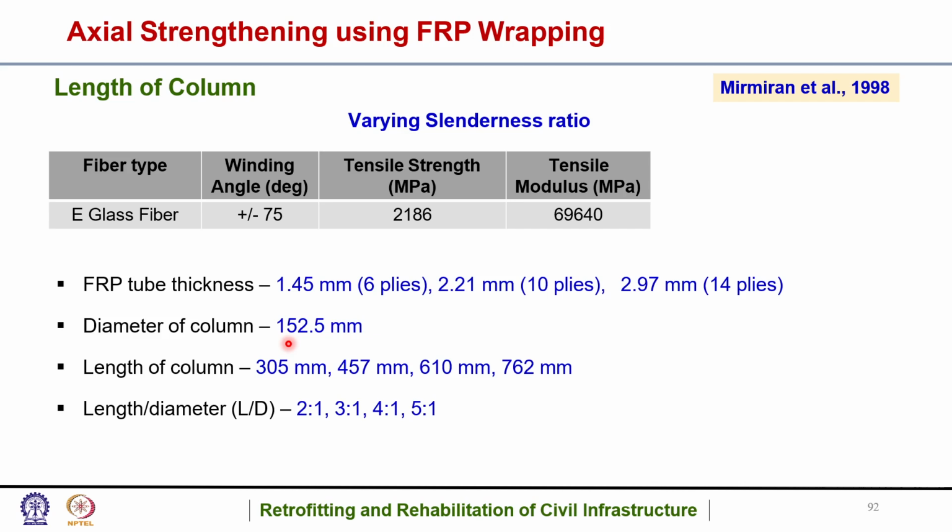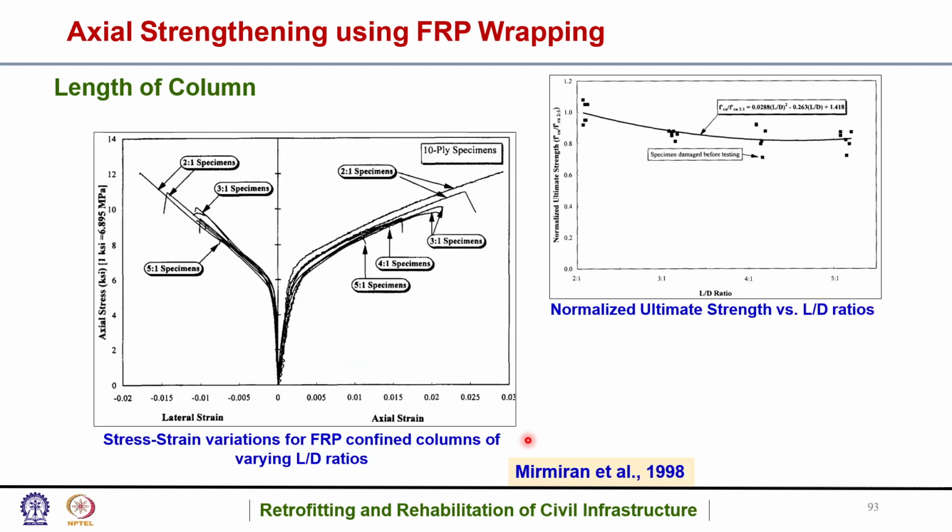The column diameter was 152.5 millimeter. The length of column was 305 mm, 457 mm, 610 mm, and 762 mm. And the length by diameter L by D ratio was 2:1, 3:1, 4:1, and 5:1. So the results have been shown here. This is the stress strain variations for FRP confined columns of varying L by D ratios, and this is the normalized ultimate strength versus L by D ratio.